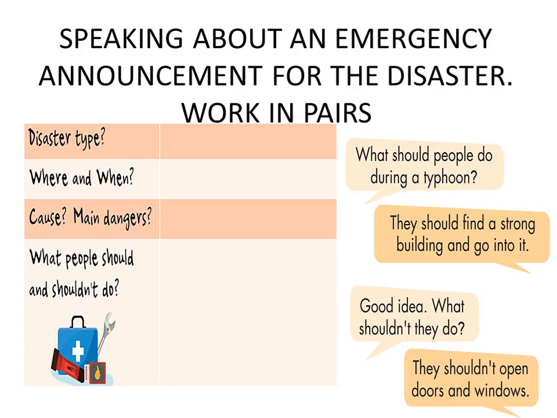Okay, with the questions, just for example: what should people do during a typhoon? For example, typhoon. They should find a strong building and go into it. Wow, good idea. What shouldn't they do? They shouldn't open doors and windows. Okay. Just for example, you can talk about an emergency announcement for the disasters.